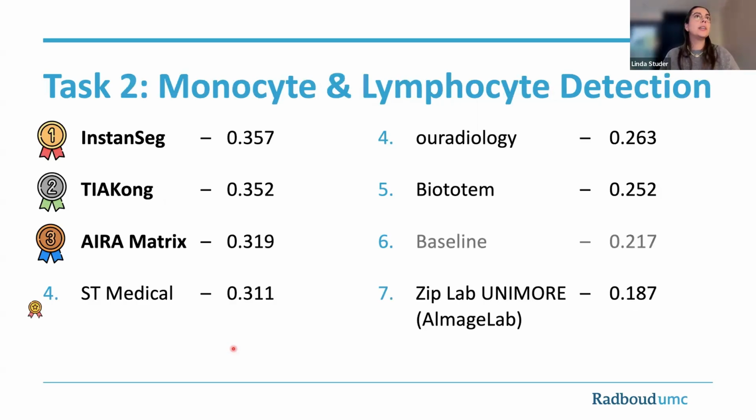For the monocyte and lymphocyte detection task, we had a similar ranking. In this case, the InstantSec team slightly took the win, and we averaged the performance per cell type. Actually, ST Medical would have been 3rd if we looked at it individually. They also had a really good working algorithm for the monocyte detection specifically.